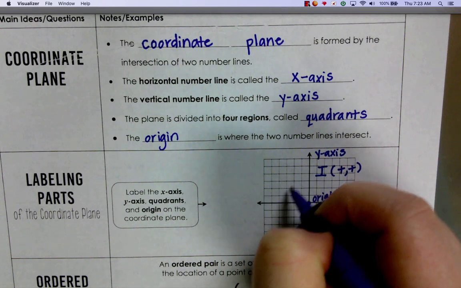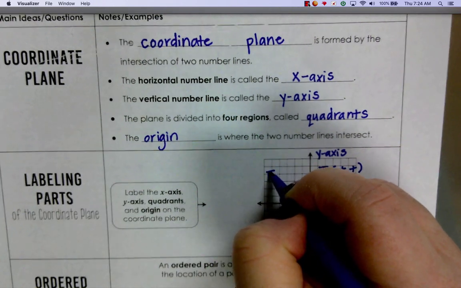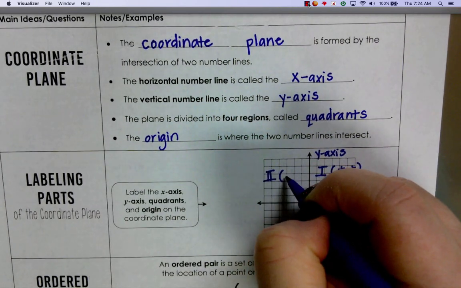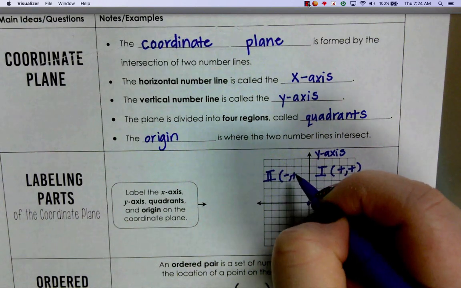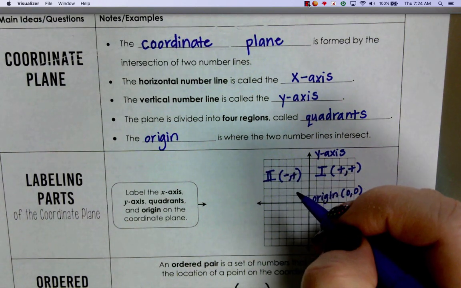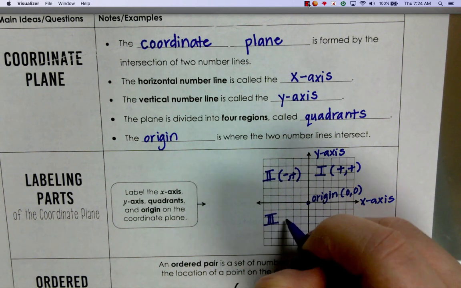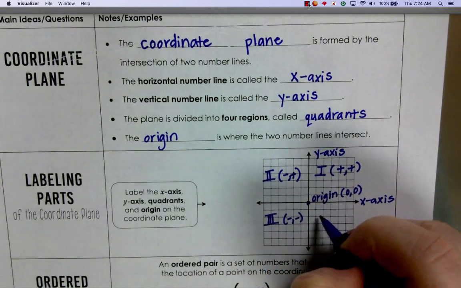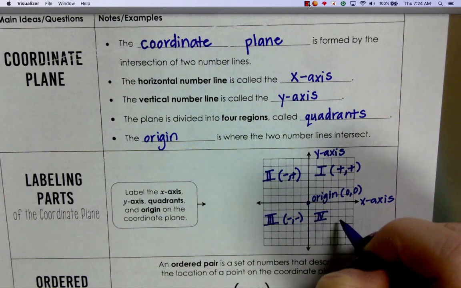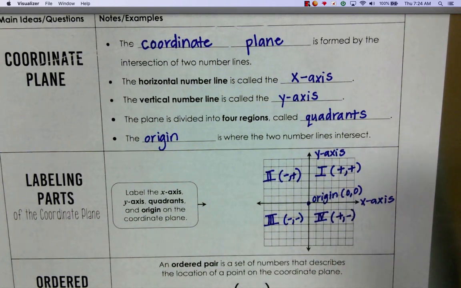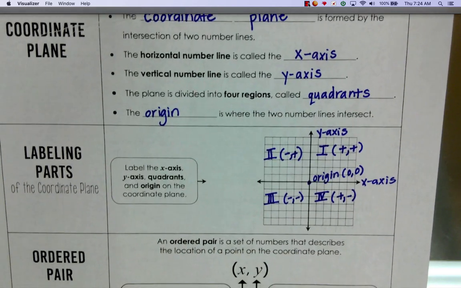We're going to go counterclockwise with our quadrants. Quadrant 2 is negative, comma, positive. Quadrant 3 going down is negative, comma, negative. And then quadrant 4 is positive, comma, negative. Okay, I know it's a lot.